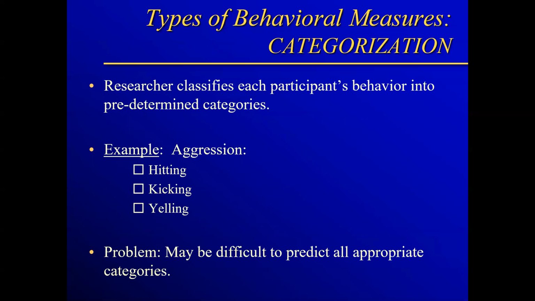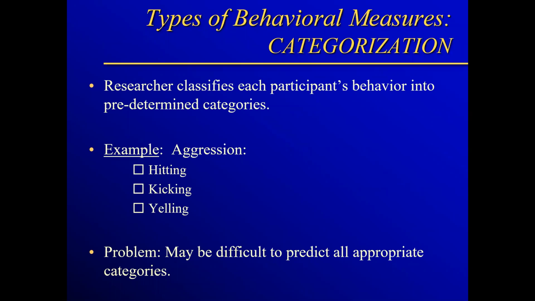So let's get slightly better. Another type of behavioral measure is categorization. This is where before the researcher goes in to observe behavior, we come up with predetermined categories. So let's think about aggression. Let's say I was at Super Nanny and I was going in to view those kids. Maybe I could have a checklist of these three things: hitting, kicking, and yelling. And every time I saw one of those behaviors, I put a check mark or a tally in that box. So I had these predetermined categories and I could just check off every time I see it. But there's a problem with this because it may be difficult to predict all appropriate categories, right?